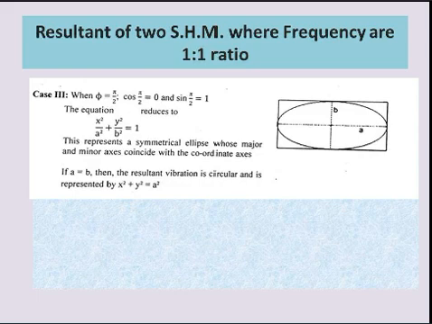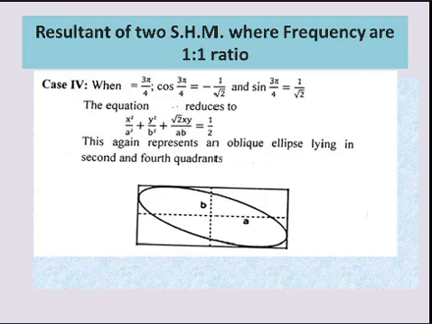You can see, if a is equal to b, then the resultant vibration is circular, meaning x square plus y square is equal to a square. That means it represents a circle of radius a and is represented by x square plus y square is equal to a square. When phi is equal to 3 pi by 4, cos 3 pi by 4 is nothing but minus 1 upon root 2 and sin 3 pi by 4 is equal to 1 upon root 2. So our equation reduces to x square upon a square plus y square upon b square plus root 2 xy upon ab is equal to 1 by 2. This again represents an oblique ellipse lying in the second and fourth quadrant.